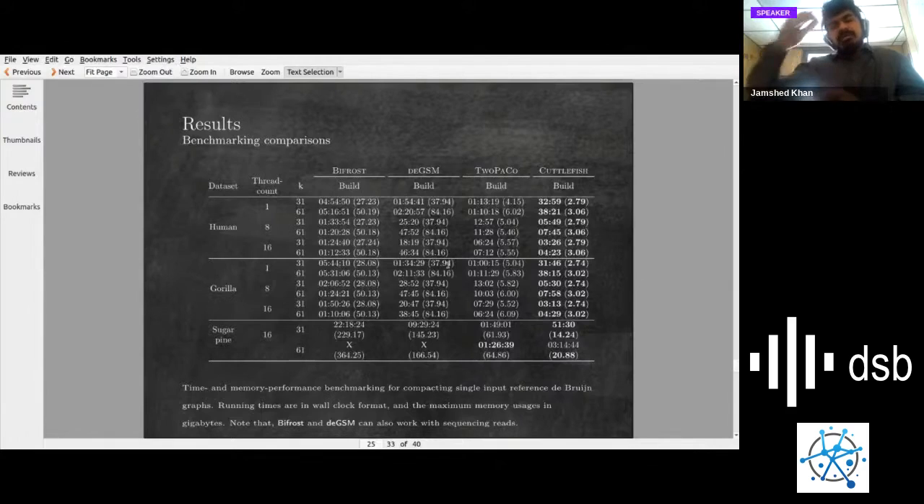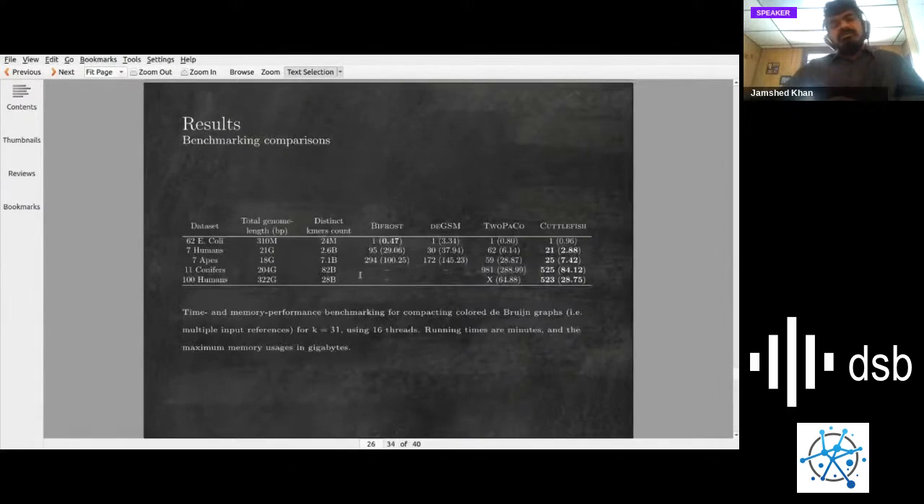So if you see the table and the timing performance, there are like 14 experiments here. In almost all the experiments, Cuttlefish is the best among the tools in timing performance, except just one case for this SugarPine genome and Keiko61. And the memory performance is actually the best in all the experiments. That is, in all 14 settings, the memory usage is the best among these 4 tools.